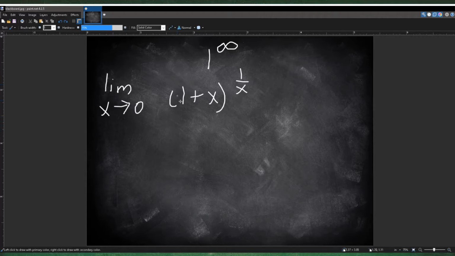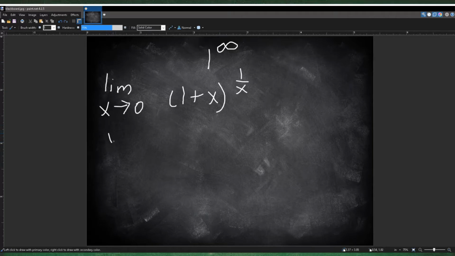So the idea is that we need to check if there's an indeterminate case of 1 to the power of infinity. So x is 0, so it's just 1 plus 0 is 1. And 1 over 0 is infinity, so it's 1 to the power of infinity, right? So that is an indeterminate case of 1 to the power of infinity.